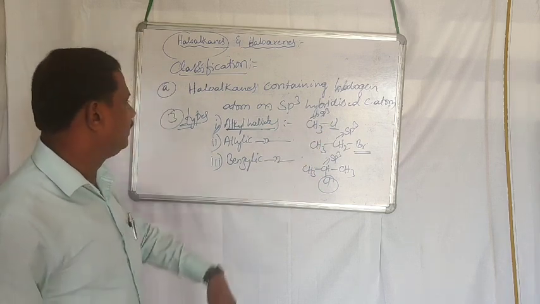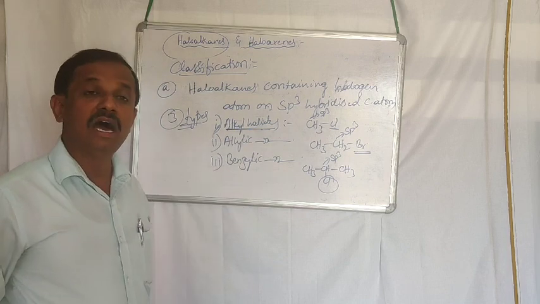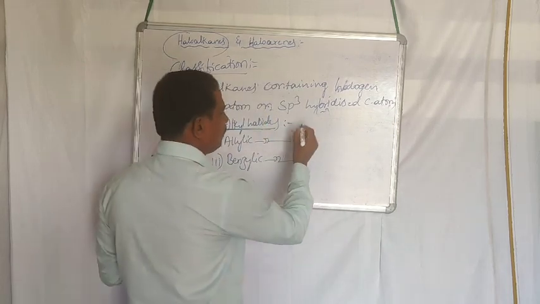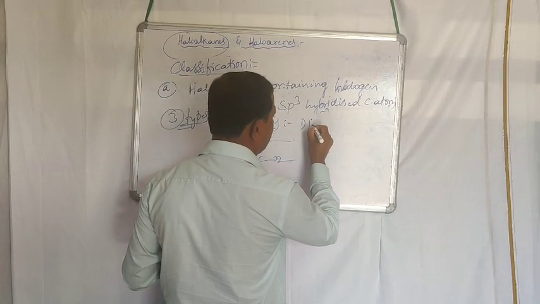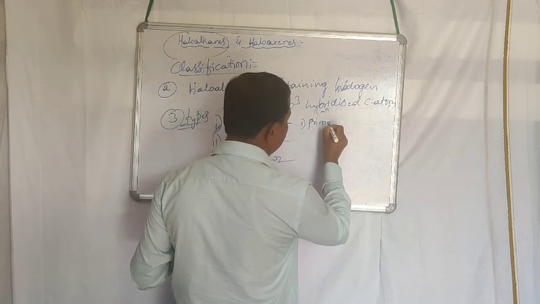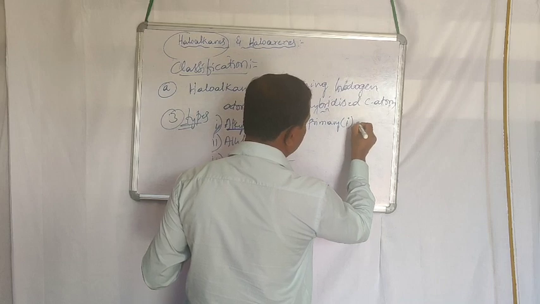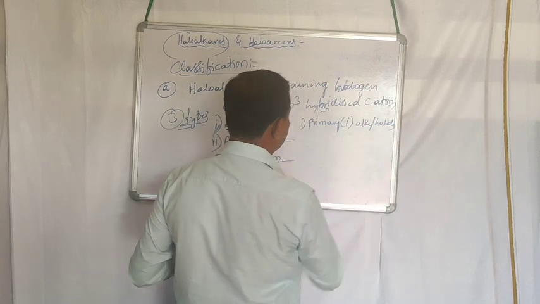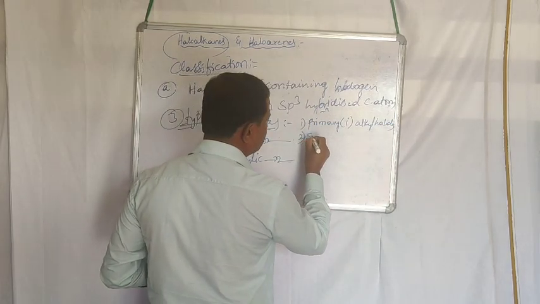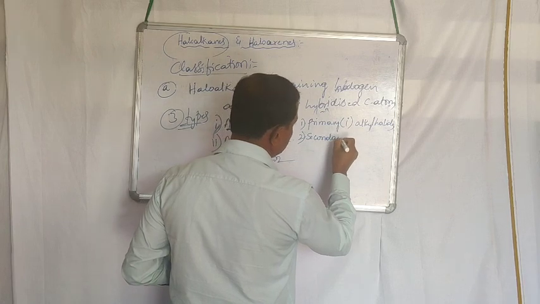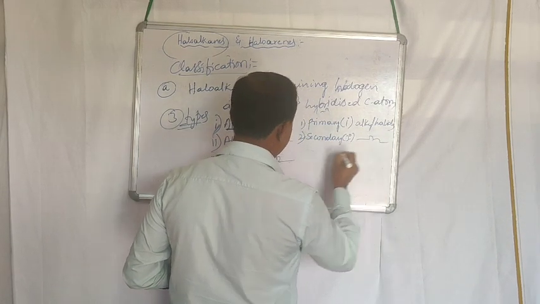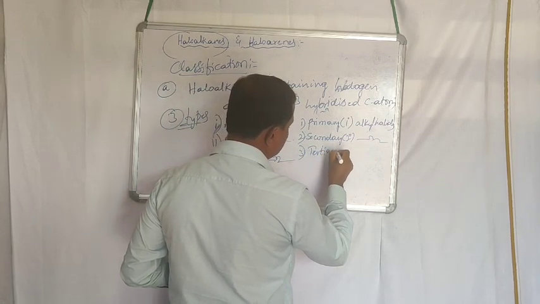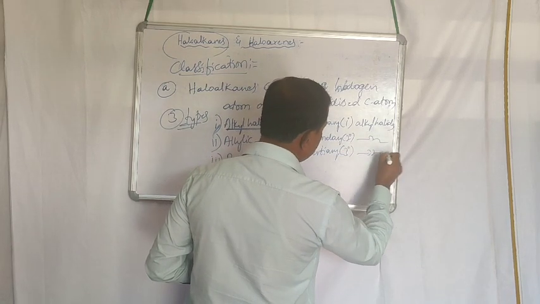Next, it's very important. These alkyl halides are further classified into three types. That is primary alkyl halides, that is 1 degree alkyl halides. Primary means 1 degree. Secondary alkyl halides. Secondary means 2 degree. Number 3, tertiary alkyl halides. Tertiary means 3 degree.